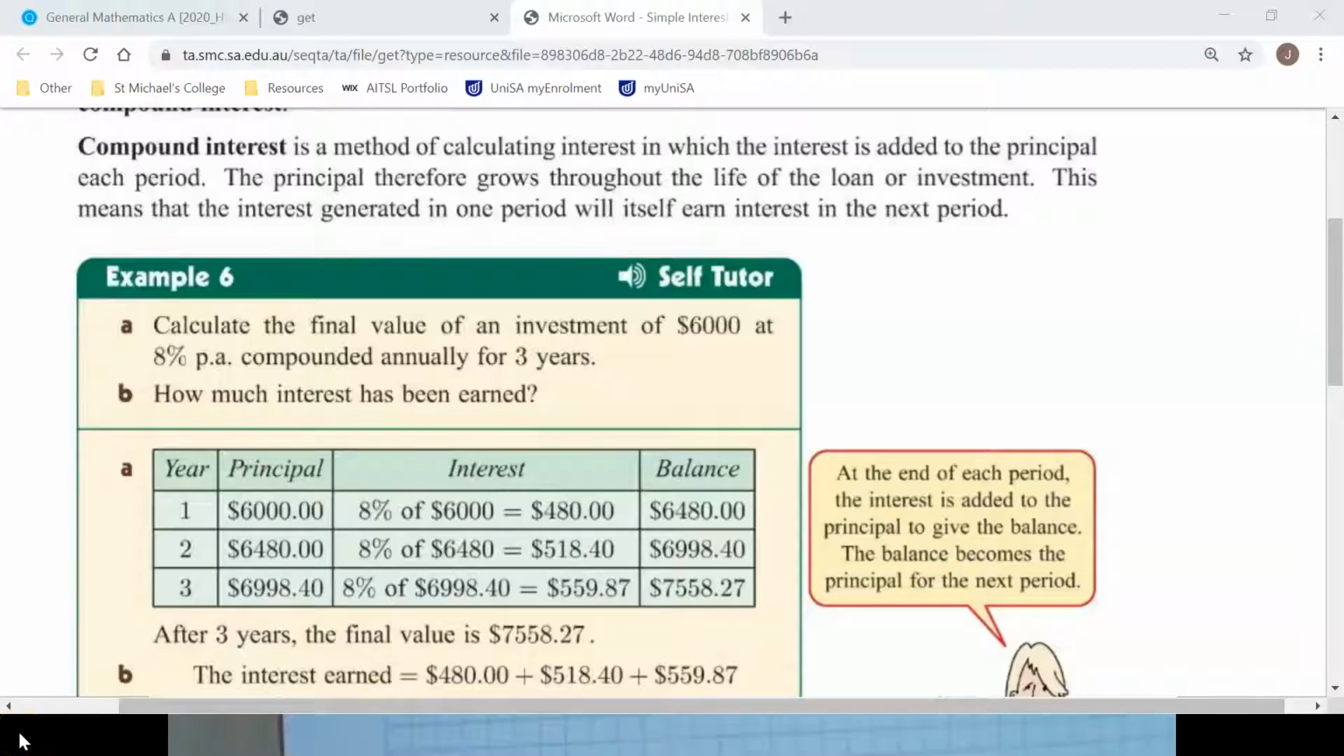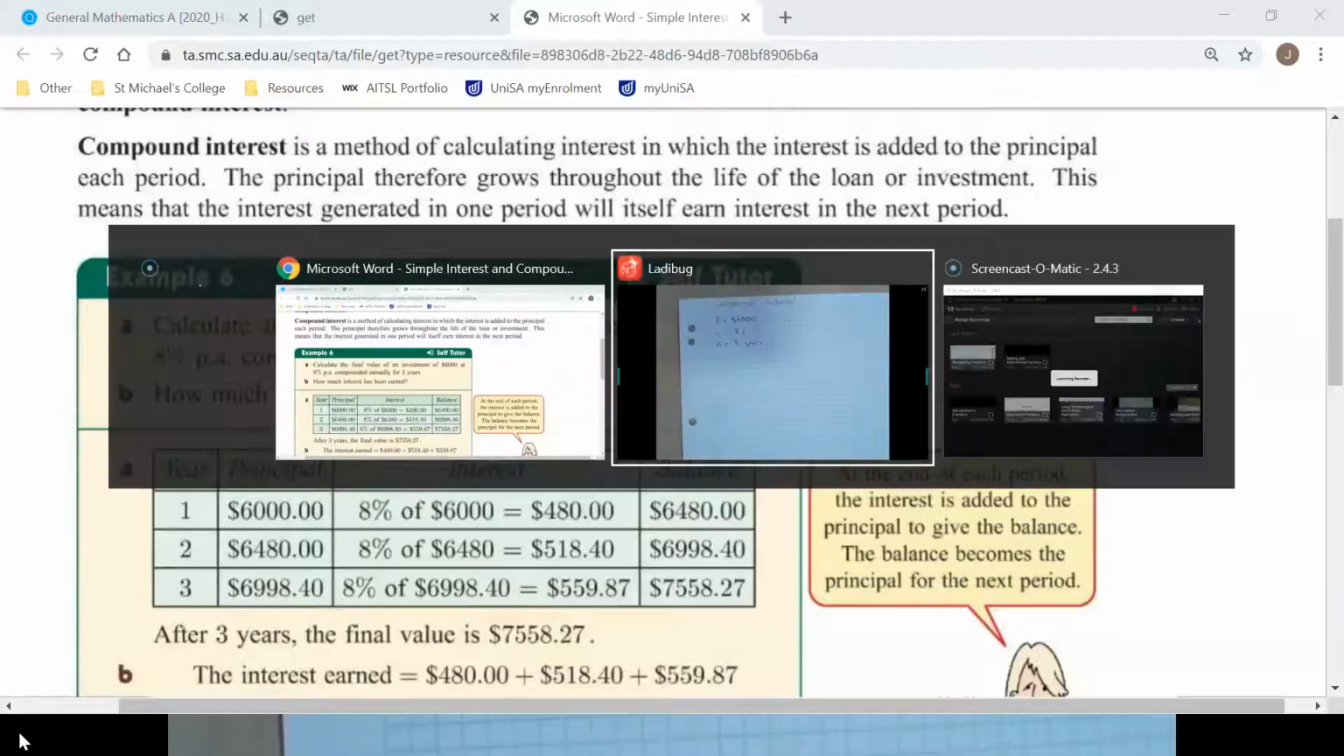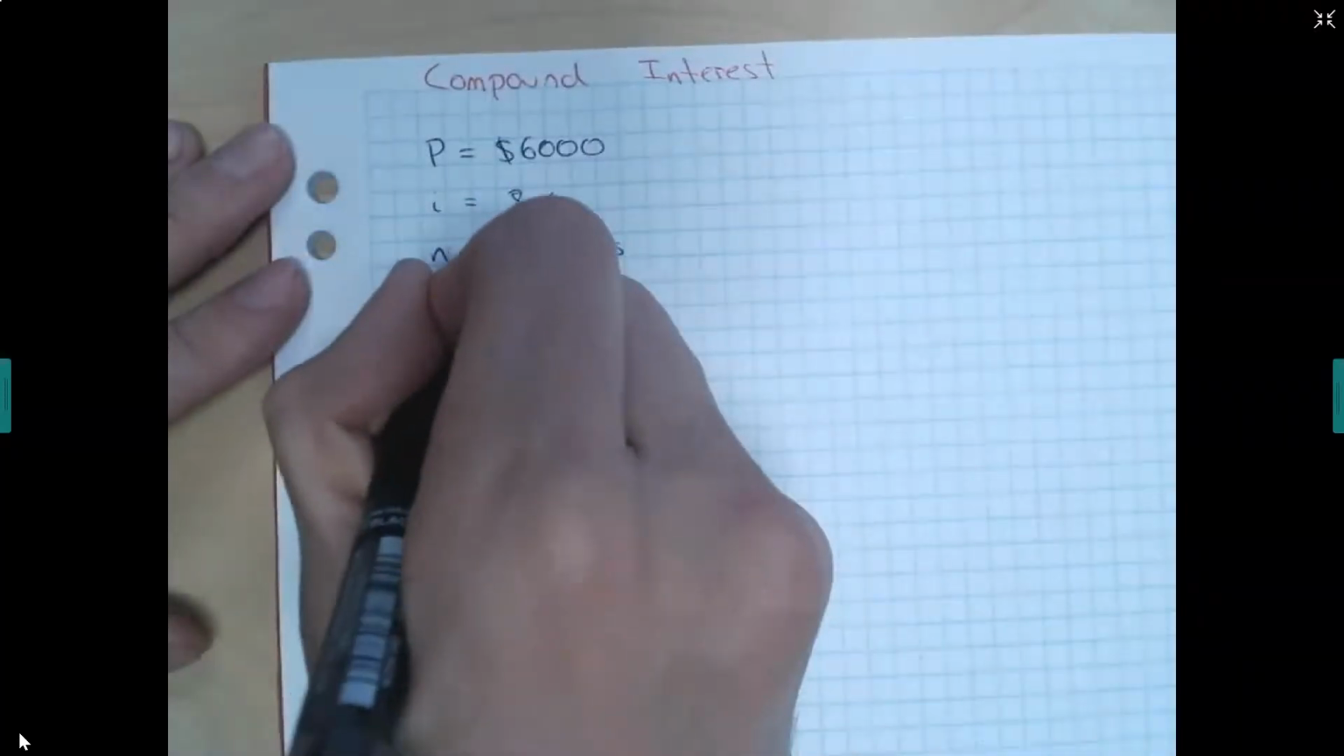The initial amount that you have is $6,000. Now each year it's going to earn 8%. So what we're going to do first is work out the interest after 1 year. Then we'll have some new amount, and that new amount is going to earn 8% the next year. Then we'll have some new amount, and that amount is going to earn interest the third year. So you can split it up into 3 different sections. So we'll go year 1.